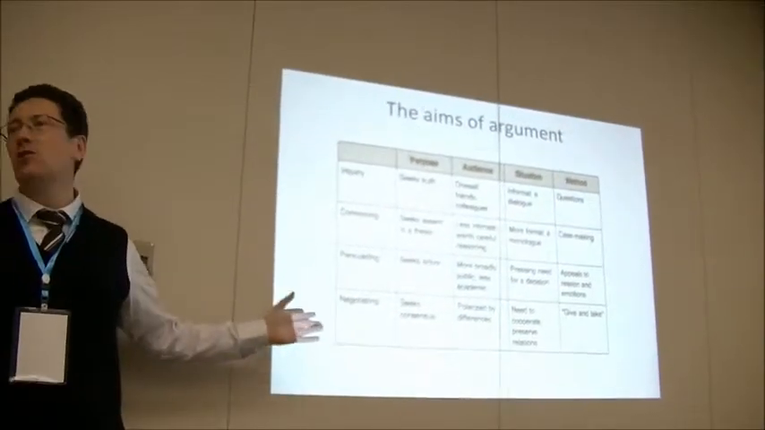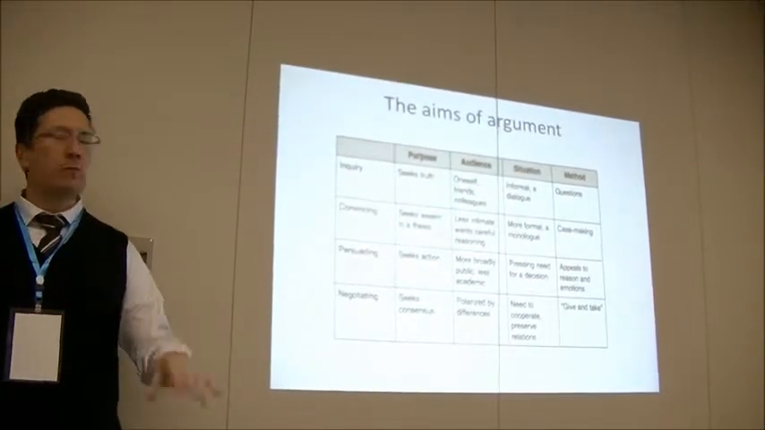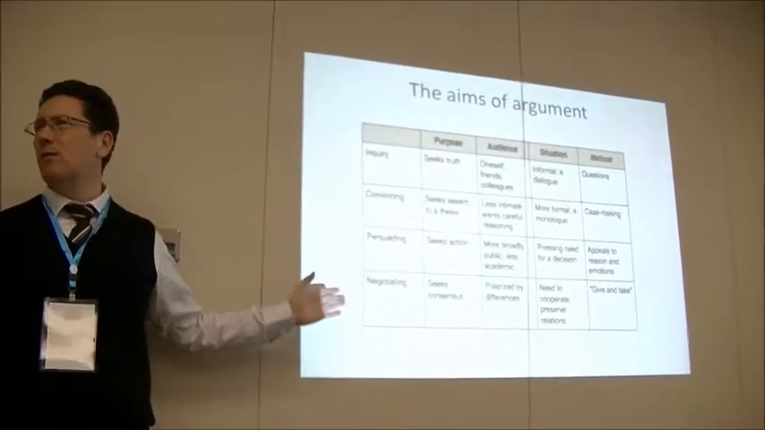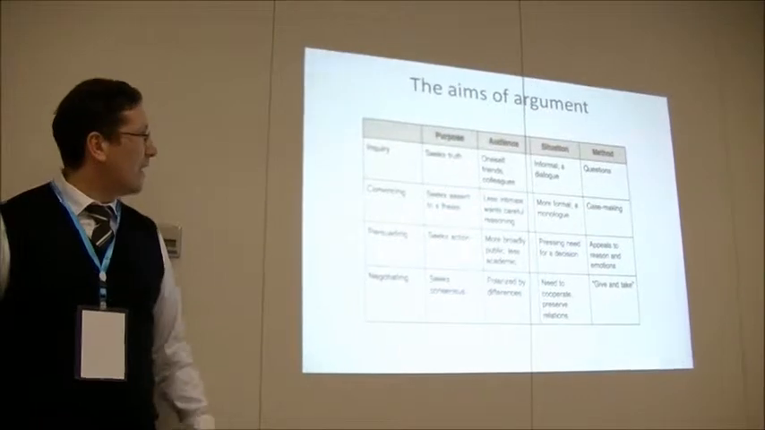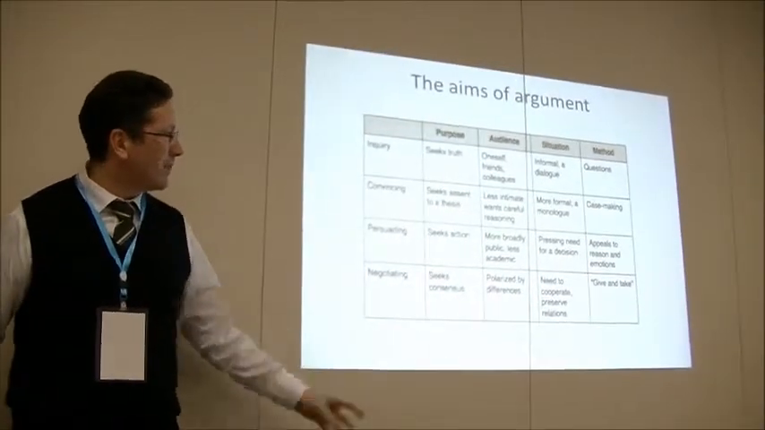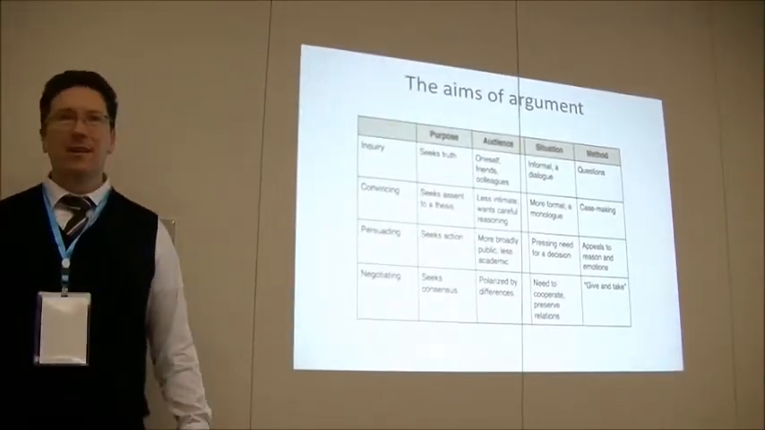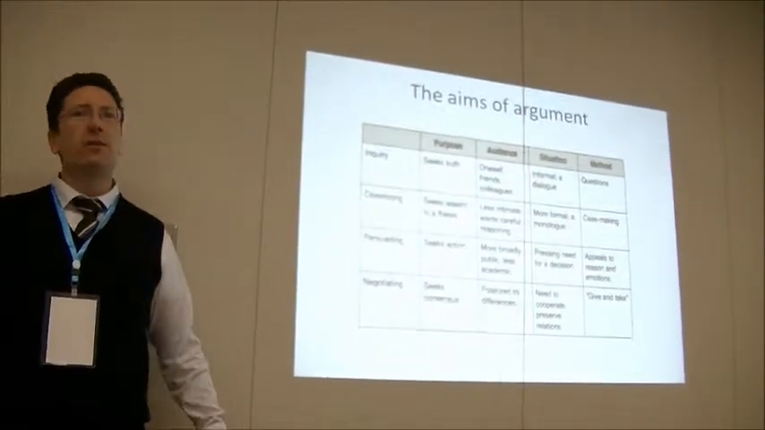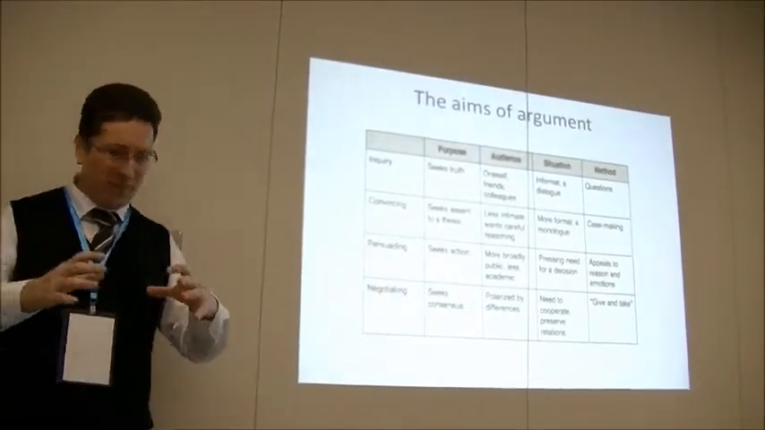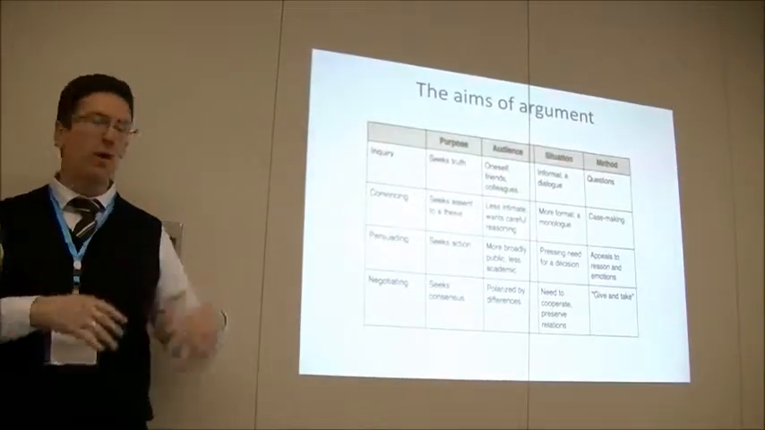And the last is negotiation, dealing with different groups in conflict. So actually, here you're not worried about the truth. Rather, you're just worried about consensus, and the audience are polarized by differences and they need to cooperate. And this process is give and take. So you might not actually agree with the other person, but you might just drop a point.